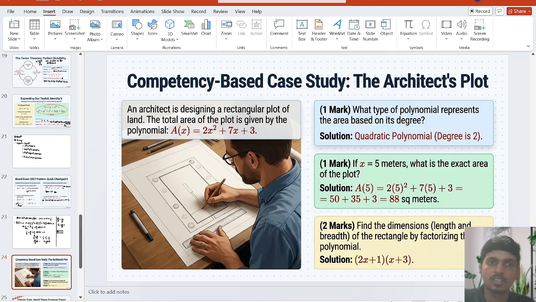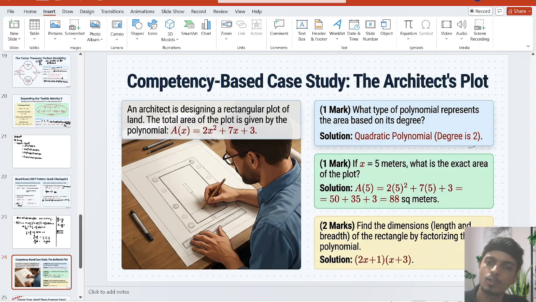Proceeding next, the case study: the architect's plot. An architect is designing a rectangular plot of land. The total area of the plot is given by the polynomial. Mark what type of polynomial represents the area based on degree. So the degree is what? Maximum power is 2 and the coefficient is non-zero, so the degree is 2. If x equals 5 meters, what is the exact area of the plot? Just put the value x equal to 5 and you get the area.